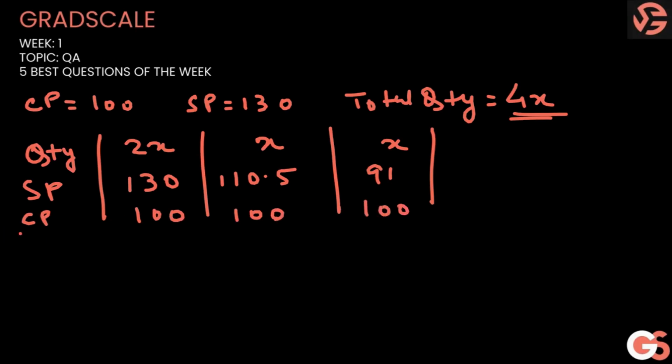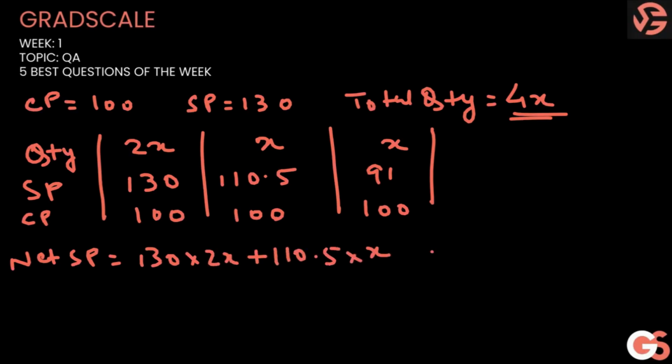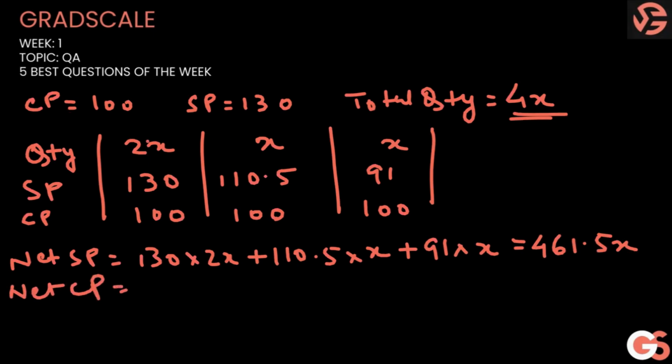Now we will calculate the net selling price. That is 130 into 2x plus 110.5 into x plus 91 into x. If you add them up, you will find it comes up to 461.5x. All right. The net cost price is, so the cost price is 100 and the total quantity is 4x. So the net cost price becomes 100 into 4x, that is 400x.